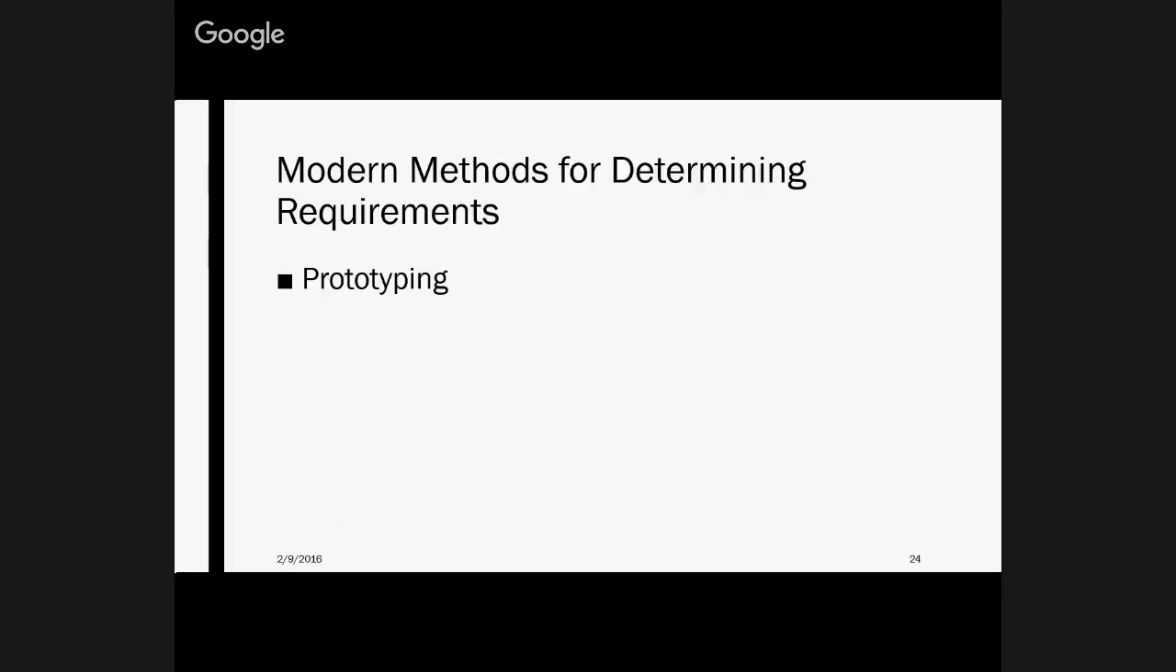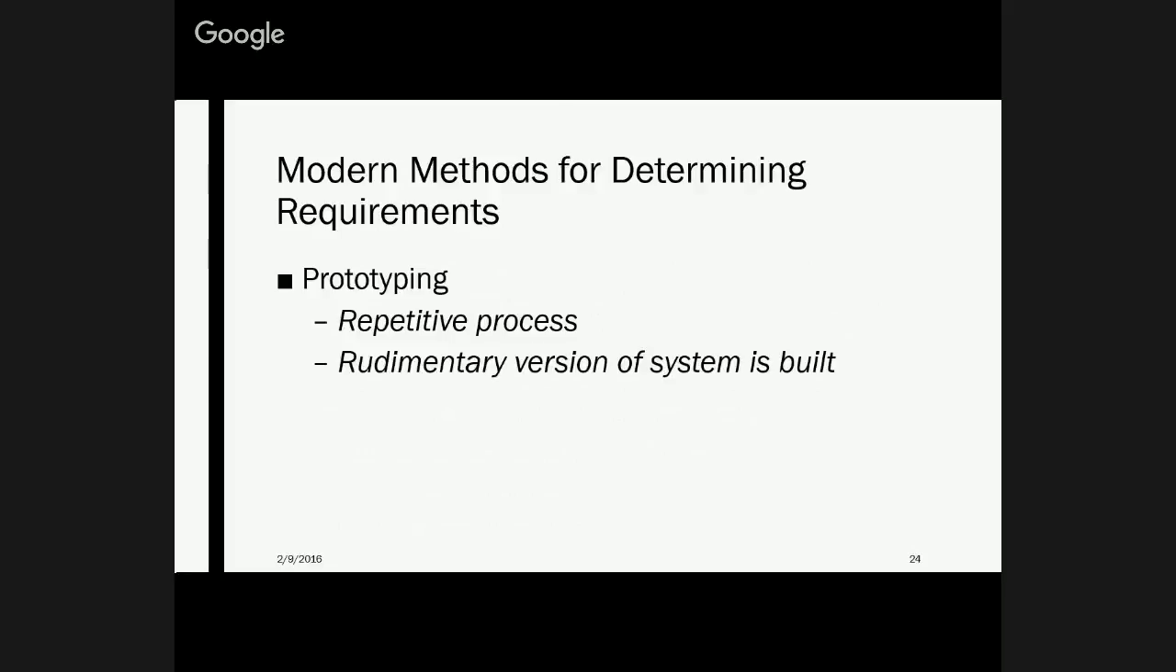These are both falling into this agile process we'll delve into more going forward. So prototyping is the idea is you have a repetitive process. You build a rudimentary version of the system, and then you get some feedback and you build some more. That's how it's repetitive. It iterates over and over again. This is exactly how we did all of Orbital Shift.